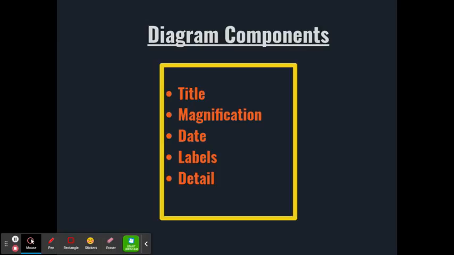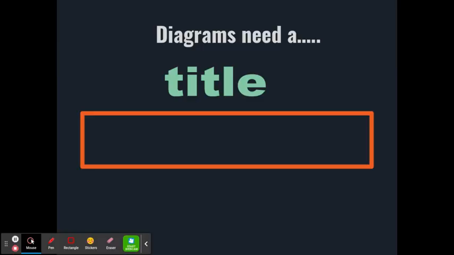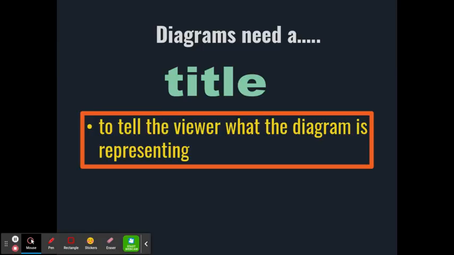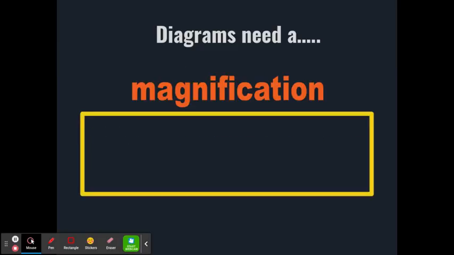So again, these are the 5 important things. This is what you're going to take notes on. So diagram needs a title. This is the why. So you're writing this in the box beside title. It's to tell the viewer what the diagram is representing, what you are drawing, or what has been drawn. At this point, if you need to pause to finish copying that, you can, and I'm moving on.